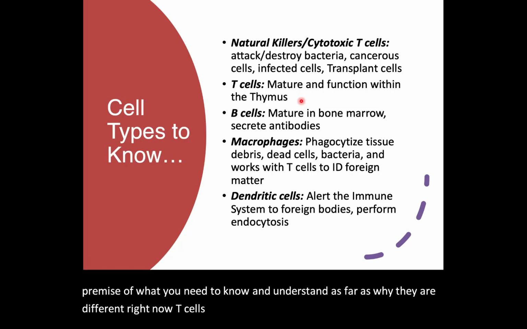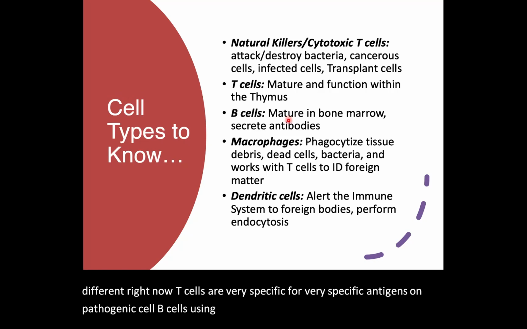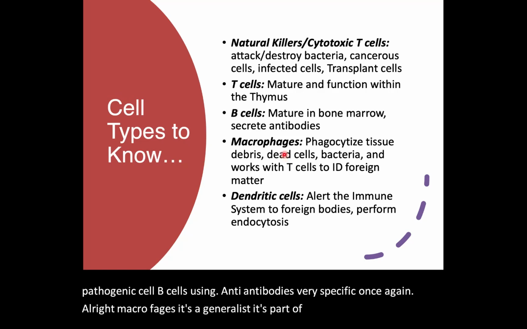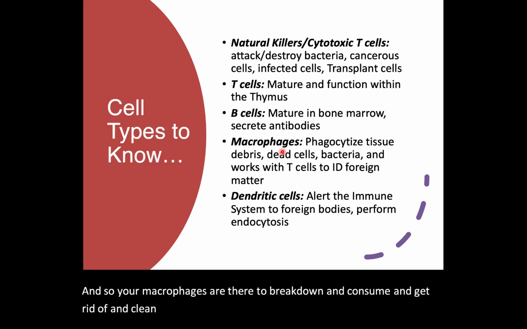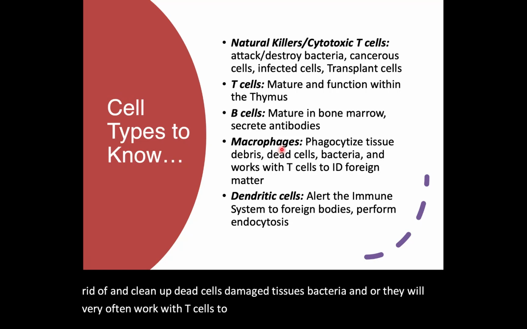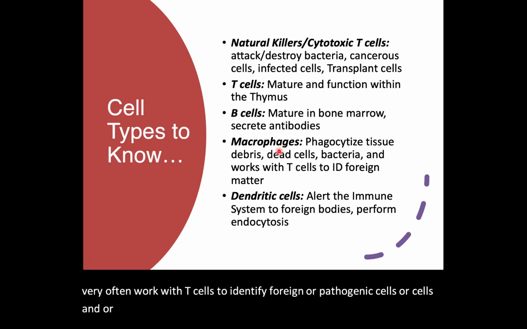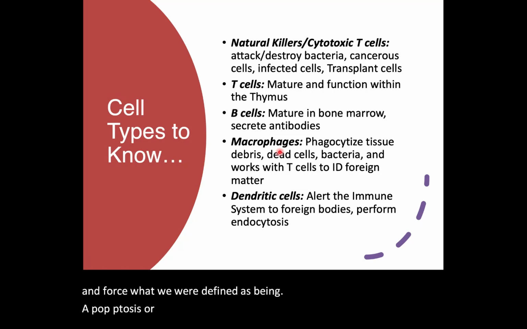T cells are very specific for very specific antigens on a pathogenic cell. B cells using antibodies are very specific once again. All right. Macrophages, it's a generalist. It's part of your innate immune system. And so your macrophages are there to break down and consume and get rid of and clean up dead cells, damaged tissues, bacteria, and they will very often work with T cells to identify foreign or pathogenic cells and or tissues. And it will actually work with the T cells to force what we would define as being apoptosis or programmed cell death.